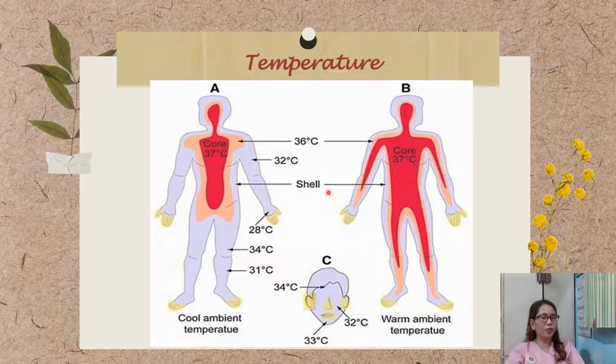This figure shows the temperature of the patient, depending on where the client is. For the cool ambient temperature, you can see the core temperature. This is the core, so the parts without red are cold. For warm ambient temperature, the whole body of the client really becomes warm.